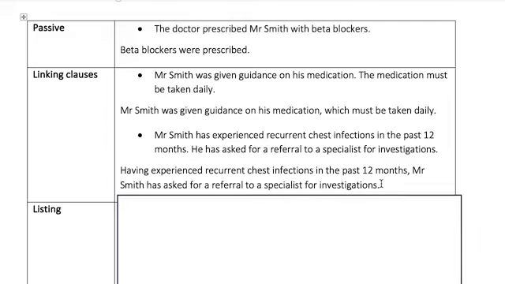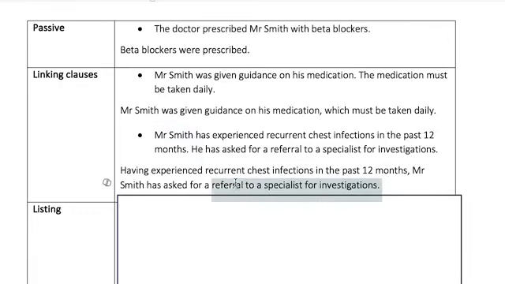Okay, now we're sort of becoming a little bit more connected, aren't we? It's also slightly more concise because we've used a participle clause, perfect participle clause. And it means that we don't have to repeat Mr. Smith or he.